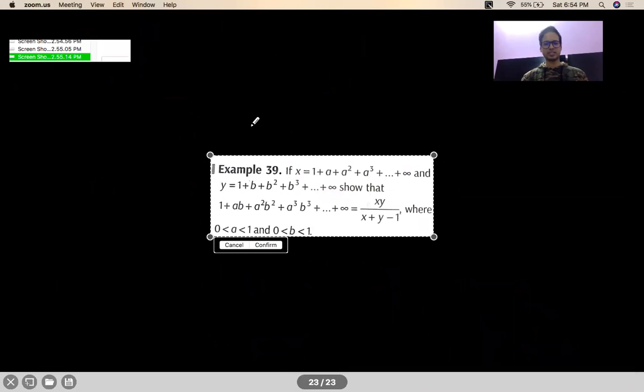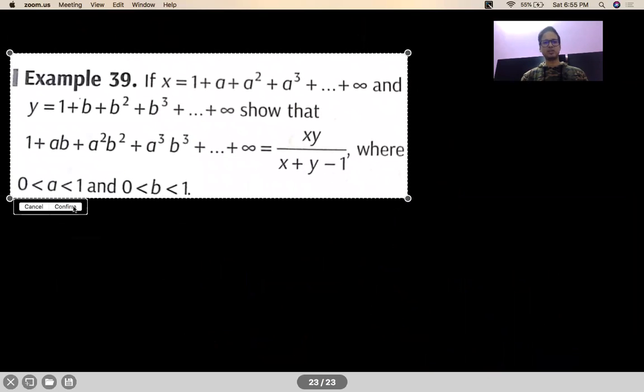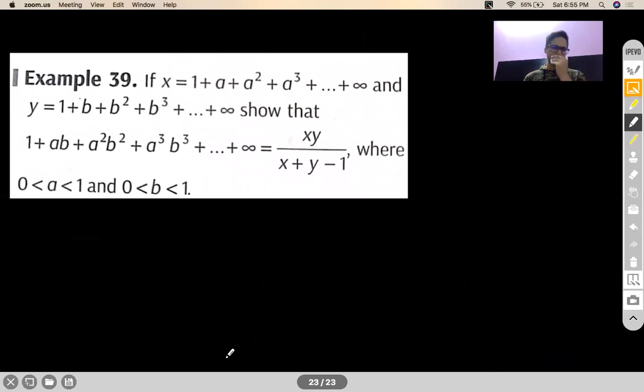Okay, let's do this question. If x is 1 plus a square a cube up till infinity, and y is 1 plus b square b cube up till infinity, and it's known that a and b are basically numbers between 0 to 1, show that. It's a show that question. So you just have to do it and let me know it is done.